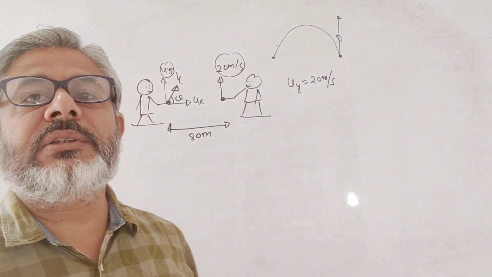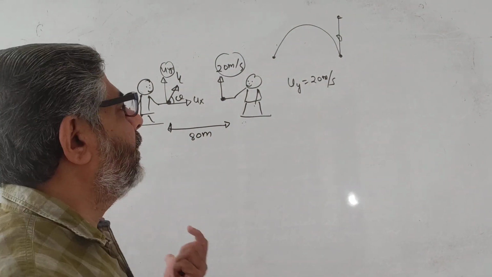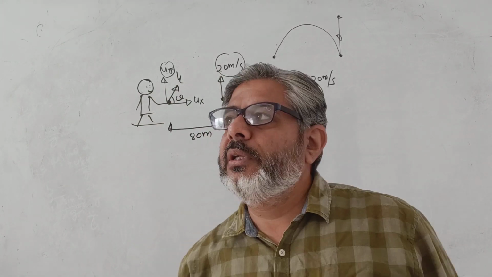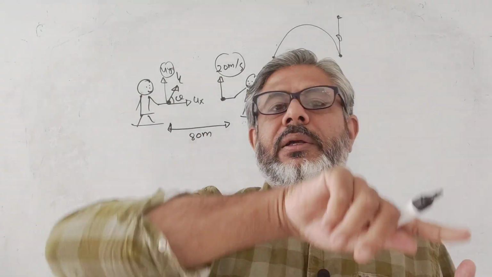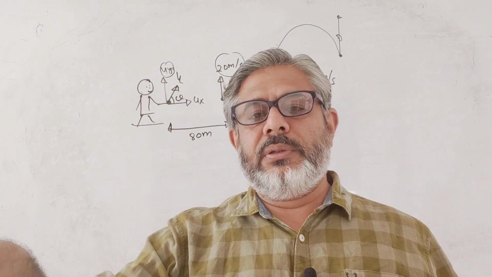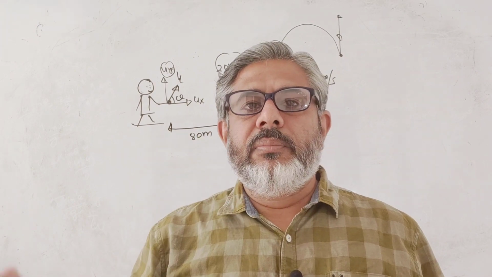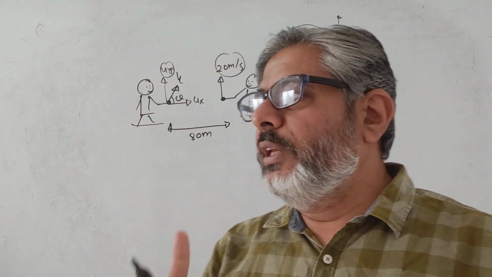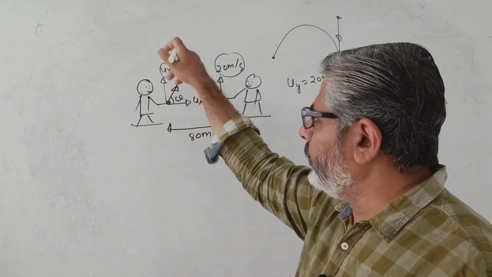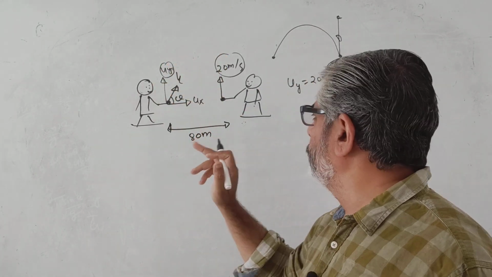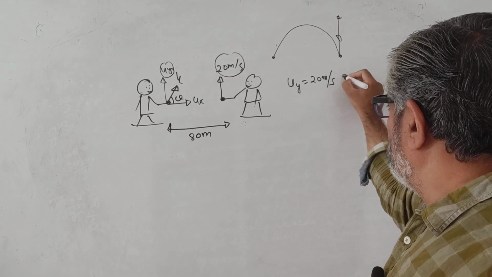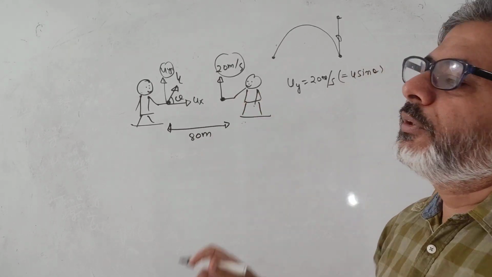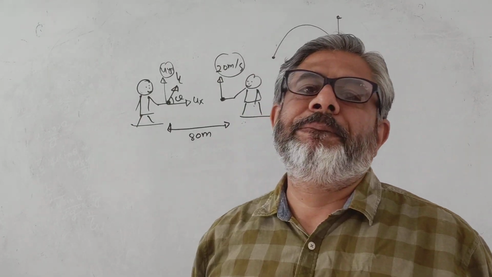You could not have guessed it was so simple, but it is so simple. So if I project it from here and somebody throws it like this and it comes to the same point in some time as the time in which it goes up and comes down, then obviously it means that this vertical component uy, which you actually write as u sine theta, that is equal to u sine theta, that is equal to 20 meters per second.